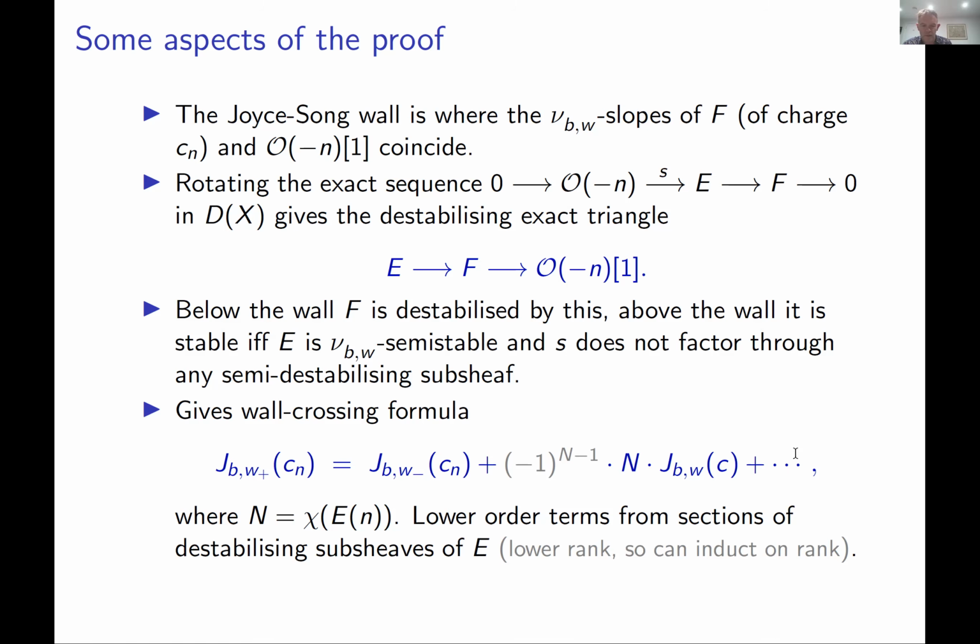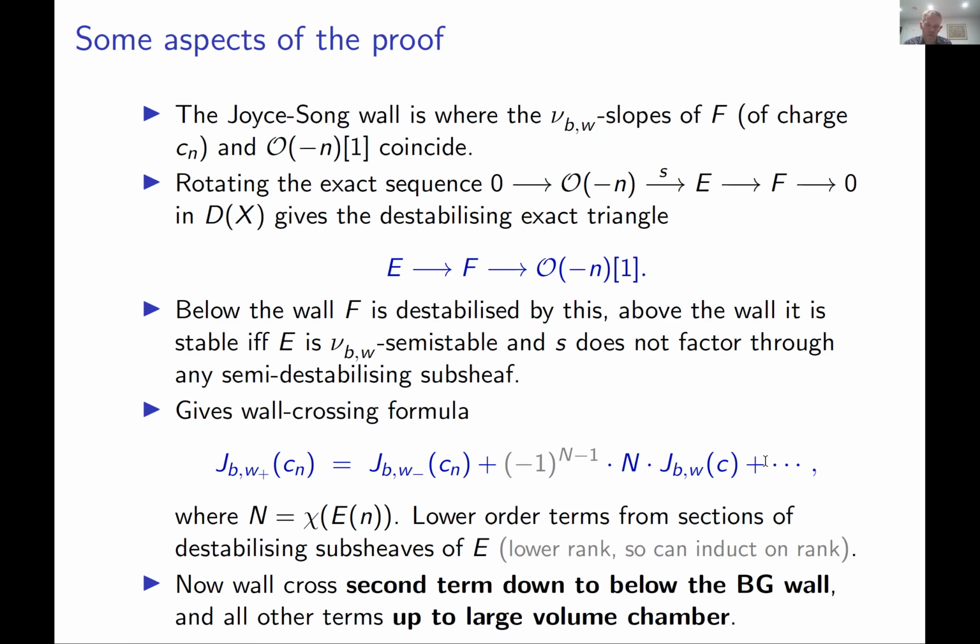So, okay. Crossing the red wall gives you this formula. This is the key formula. The three terms I've written there are the things we want. The dot, dot, dot is the shrapnel that we don't want, but we have to control. All right. And so what do we do? Once we've got this formula and we know something about the shrapnel, we wall cross all the terms above the wall. So that's this one, W plus, and this one. That's W on the wall.